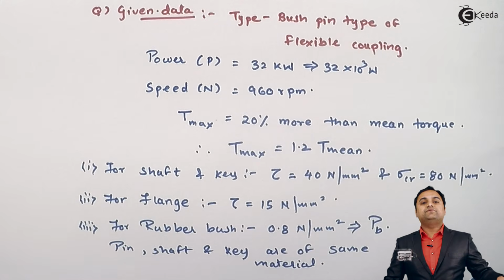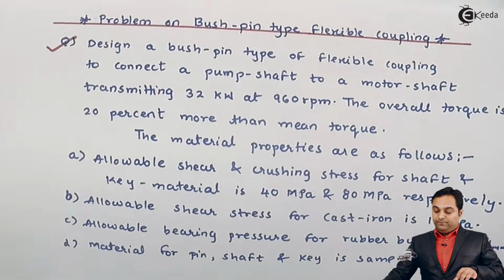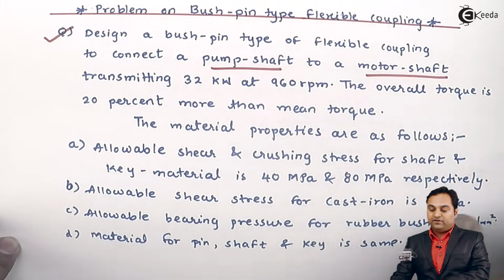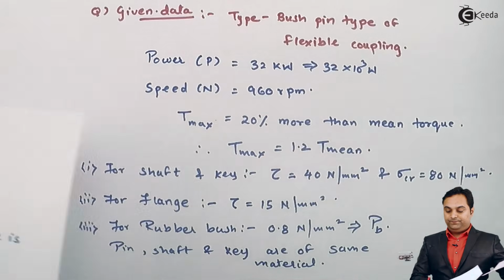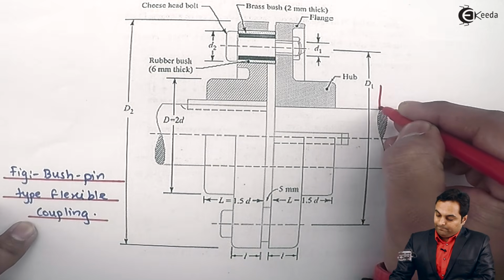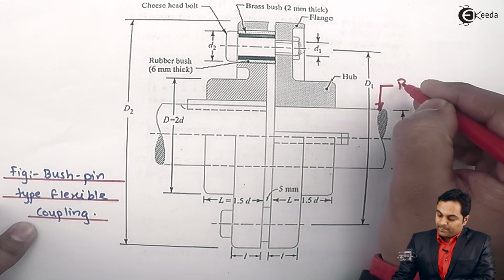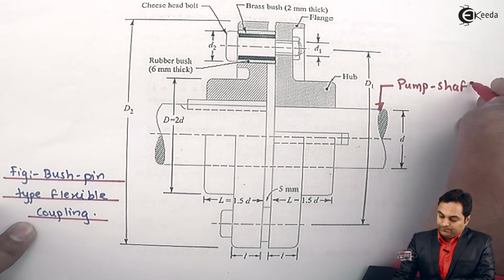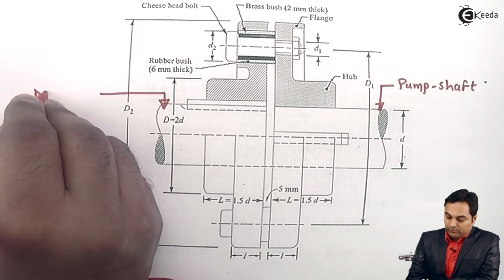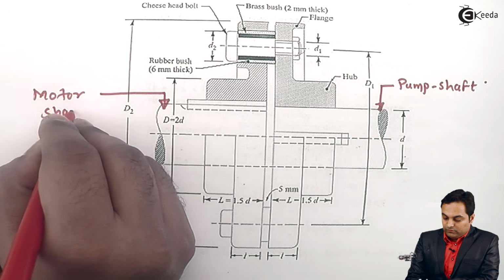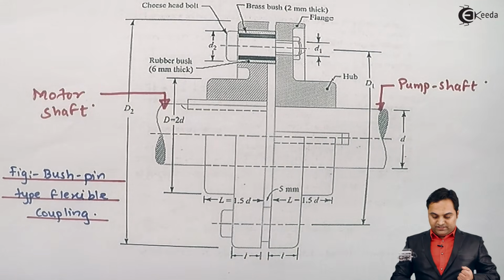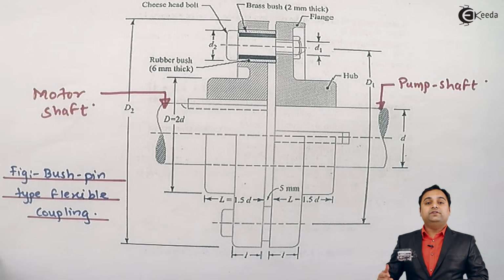Now this is the question which we have. It is given to design a bushpin type flexible coupling to connect pump shaft to motor shaft. So here I can say that let the right hand side shaft be the pump shaft and the left hand side shaft be the motor shaft. So with all these data written, pump shaft and motor shaft understood, let us start to get the design.